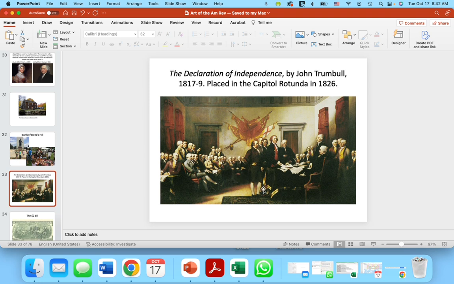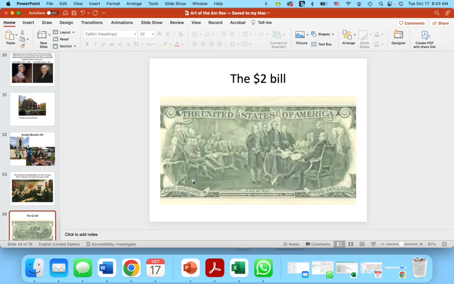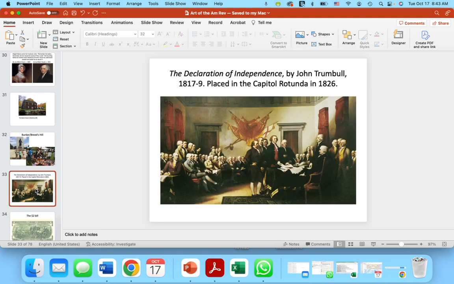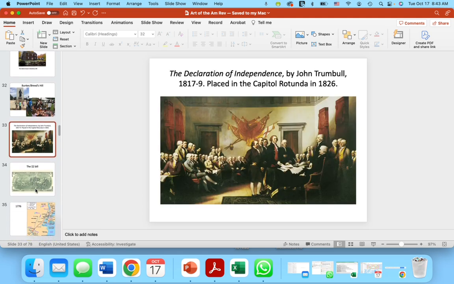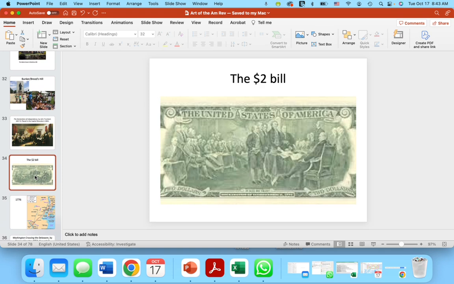And here you see a famous painting of the Declaration. Here's Thomas Jefferson. Okay, he was tall, he was a redhead, he had a bit of a stutter, not a great speaker, but he was a great writer. And Thomas Jefferson and Ben Franklin and three others formed a committee of five, and they wrote the Declaration of Independence, but really it's written by Jefferson. If you've ever seen a $2 bill, the $2 bill copies this famous painting by John Trumbull, and the painting is in the Capitol Rotunda.